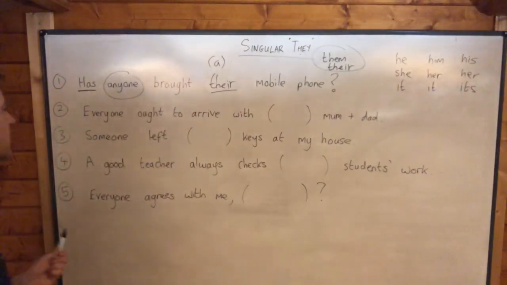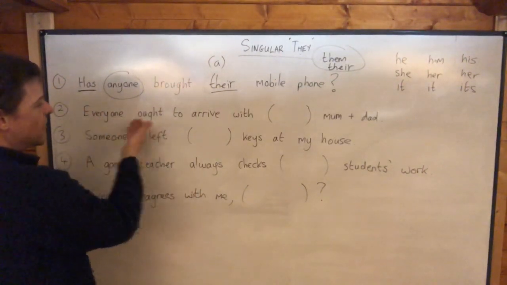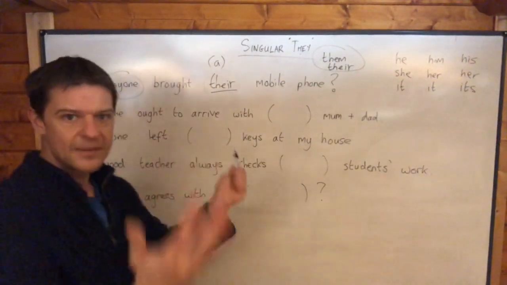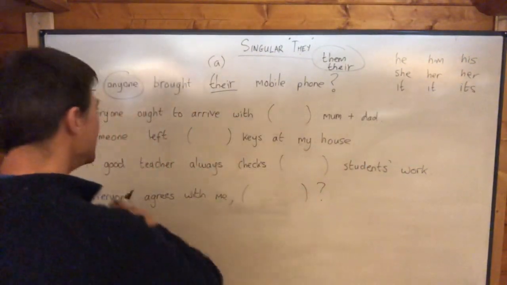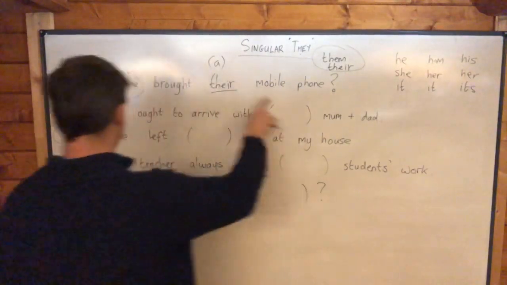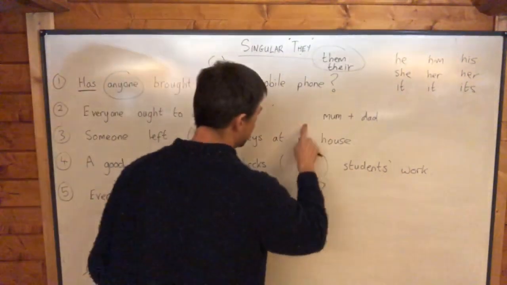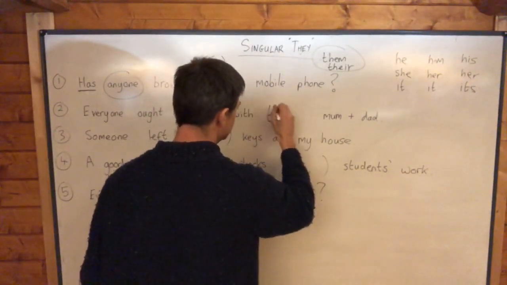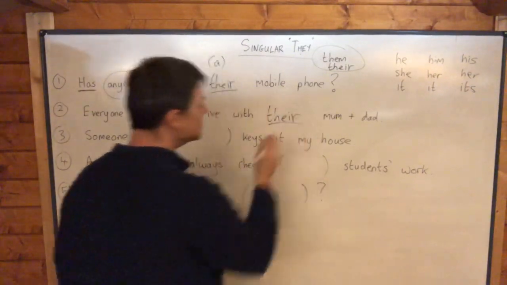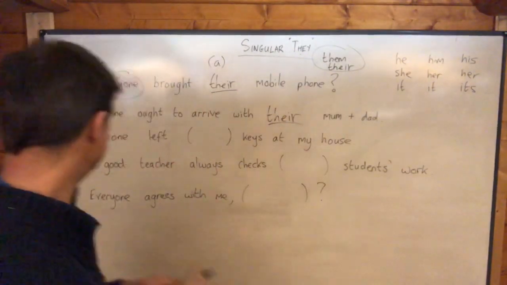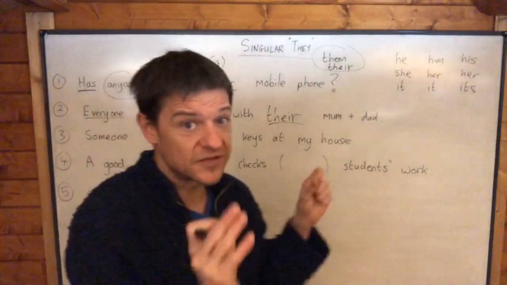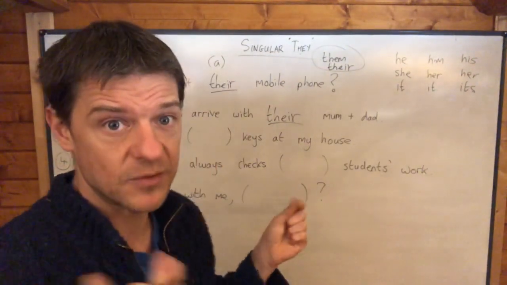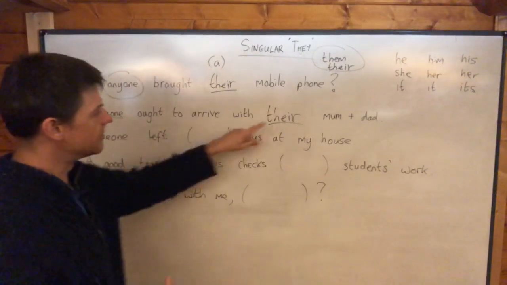So look at number 2. Everyone ought to arrive with, maybe we're talking about school kids. So there's loads of boys and girls in the class. Everyone will say, everyone ought to arrive with their mum and dad. Yeah, everyone will say that. Everyone will use the plural, even though this is very singular and everyone is. We always say everyone is, we never say everyone are. So this is singular, but this is plural.